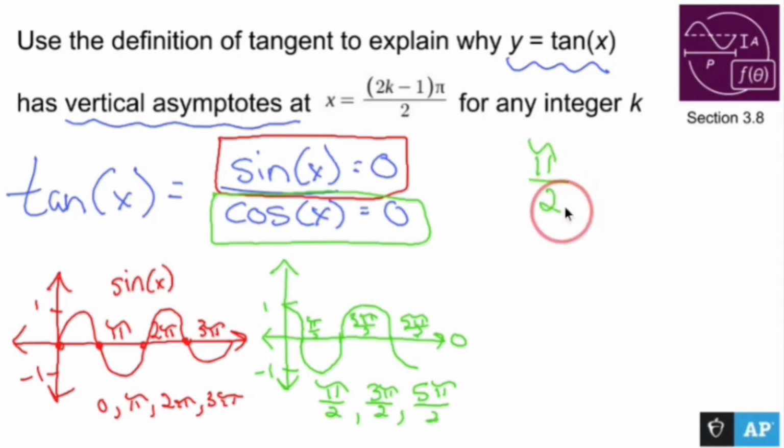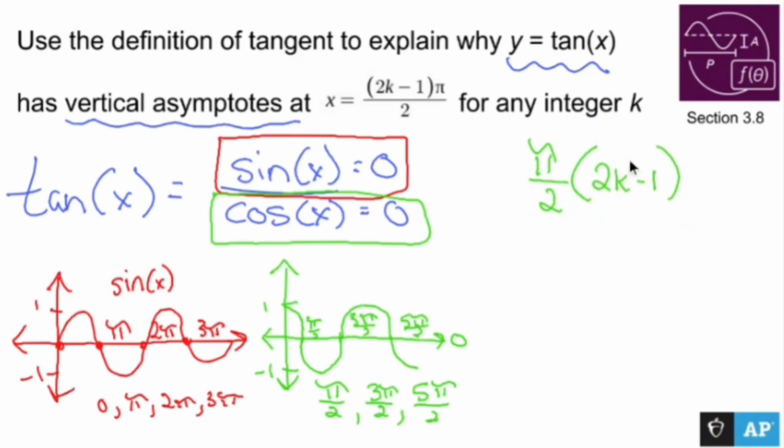And if I needed to include like 3 pi over 2 and 5 pi over 2, basically I want to multiply this guy by every single other number, every odd number. How do I write out every odd number? 2k minus 1 gives me every odd number.